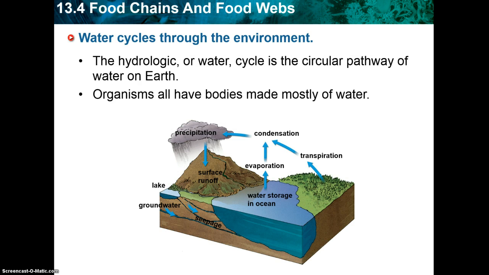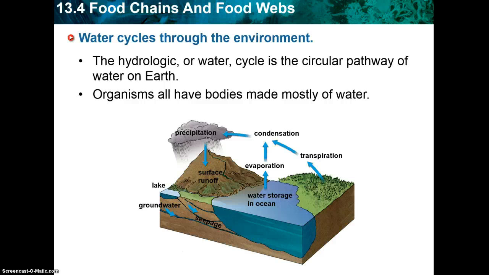Okay, water cycles through the environment. The hydrologic, or water, cycle. I can say water. Water cycle is the circular pathway of water on Earth. Hence, cycle, circular pathway. Organisms all have bodies made of mostly water.